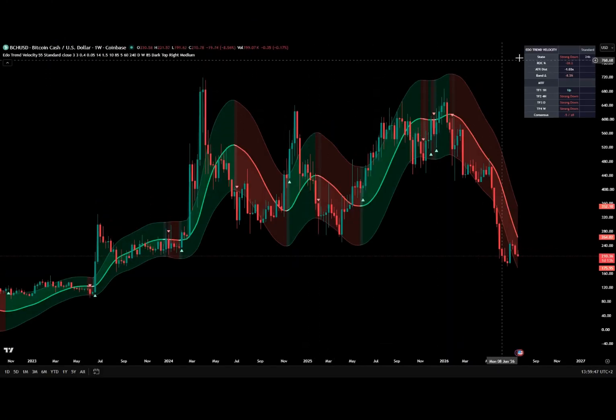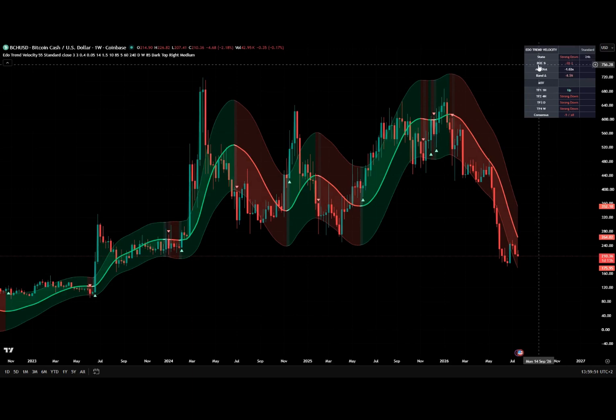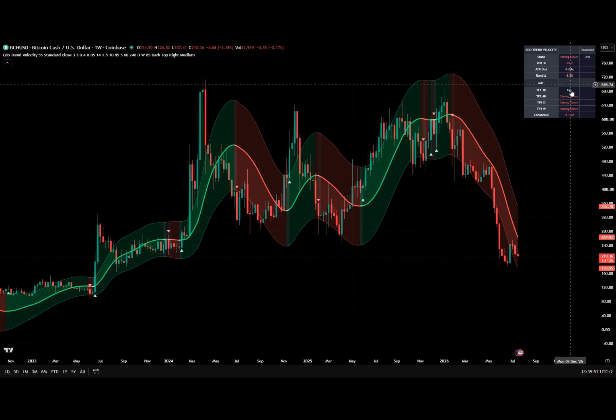The whole thing works identically to the downside. Bitcoin Cash Weekly is falling at 20% per bar on the line, an extreme rate of change. 3 of the 4 timeframes are bearish, and the consensus reads -5 out of 8. Consensus runs from -8 to +8. The sign is the direction, the size is the agreement.